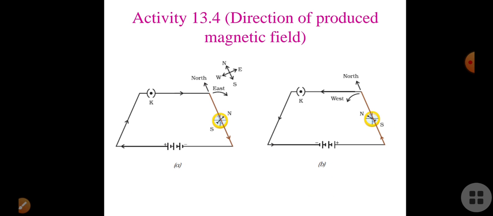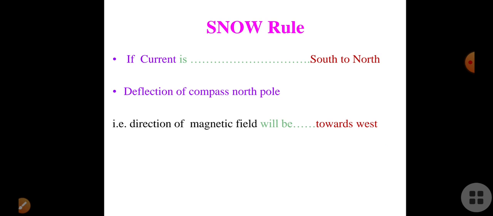Now in which direction will this compass needle show the deflection? Will it go towards north or south or east or west? How will we come to know? We will use the snow rule. The snow rule is that if current is from south to north, then the deflection in the compass needle will be towards west.